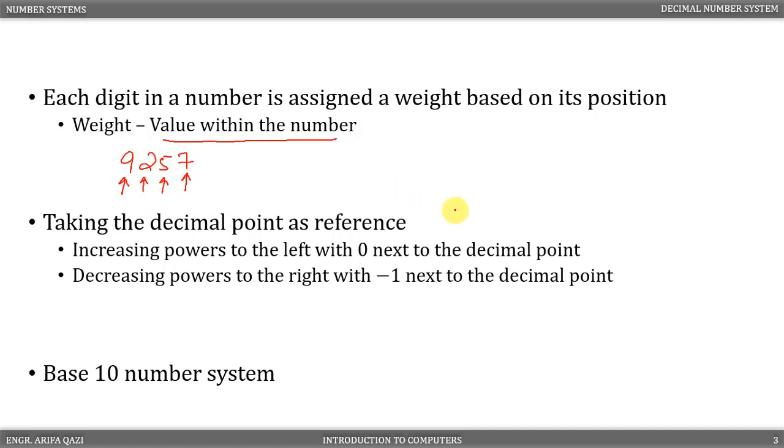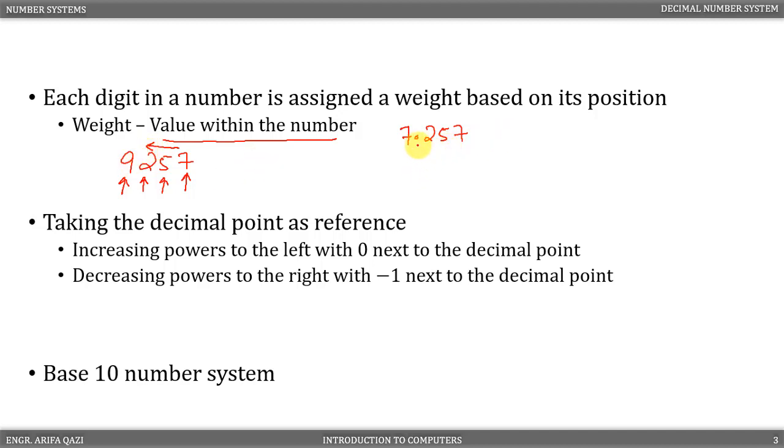But what if we have a number such as 7.257? What do we do in that case? Whole numbers were easy because we just increase the power of 10 going left. We increase the weights in that way. But what about if we have a decimal number?